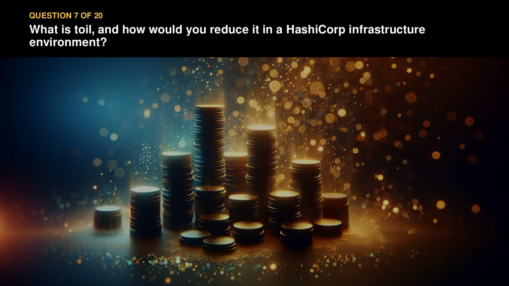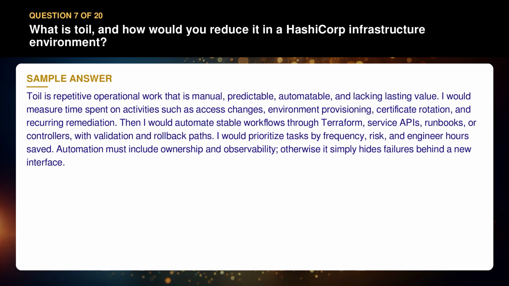Question 7. What is toil, and how would you reduce it in a HashiCorp infrastructure environment? Toil is repetitive operational work that is manual, predictable, automatable, and lacking lasting value. I would measure time spent on activities such as access changes, environment provisioning, certificate rotation, and recurring remediation. Then I would automate stable workflows through Terraform, service APIs, runbooks, or controllers, with validation and rollback paths.